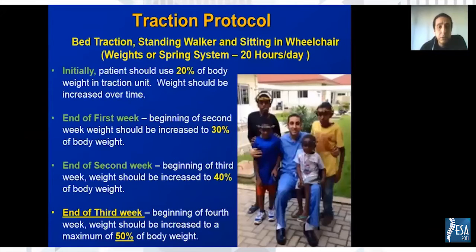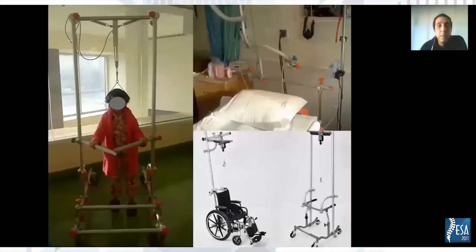And the traction protocol is pretty simple. The goal is to reach 20 hours or more per day, and that means they have to be in traction in bed, standing, walking, and in the wheelchair. You initially start with 20% of the body weight, and by the end of the first week, you move to 30%. By the end of the second week, you get 40%, and by the end of the third week, you should reach 50%, provided there were no other complications.